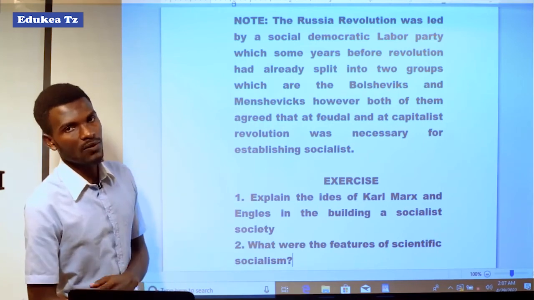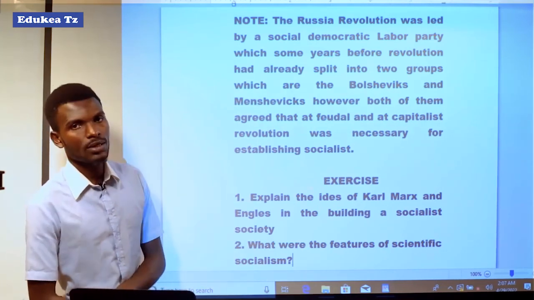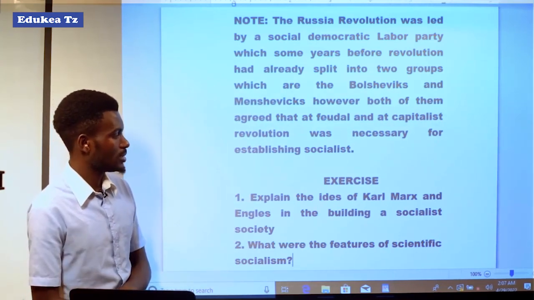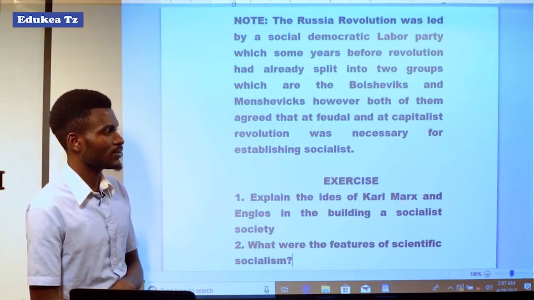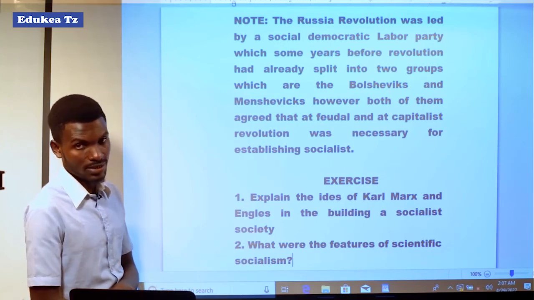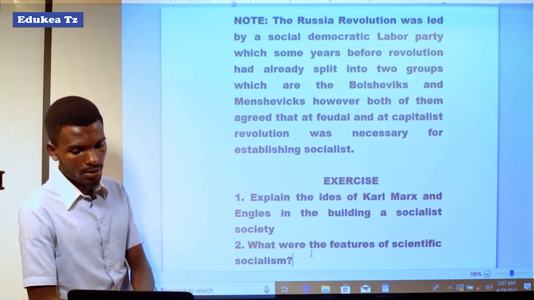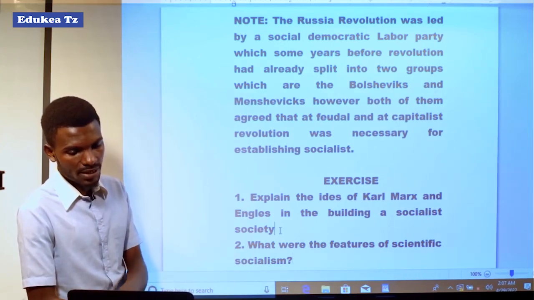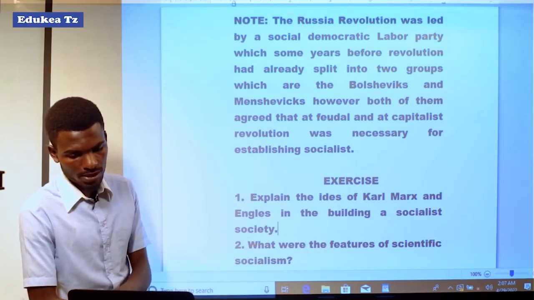This marks the end of our lesson, so I'd like to give you an exercise which has two questions. The first one: explain the ideas of Karl Marx and Friedrich Engels in building a socialist society. And the second one: what were the features of scientific socialism?